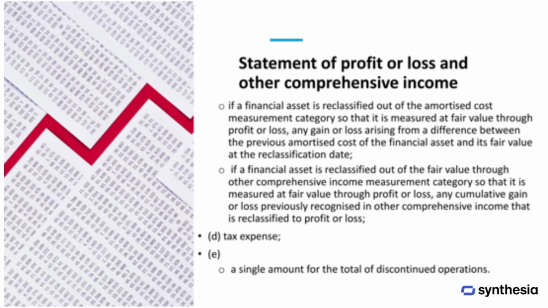the share of the profit or loss of associates and joint ventures accounted for using the equity method, any gain or loss arising from the reclassification of a financial asset out of the amortized cost measurement category or the fair value through other comprehensive income measurement category into fair value through profit or loss, tax expense, and a single amount for the total of discontinued operations.